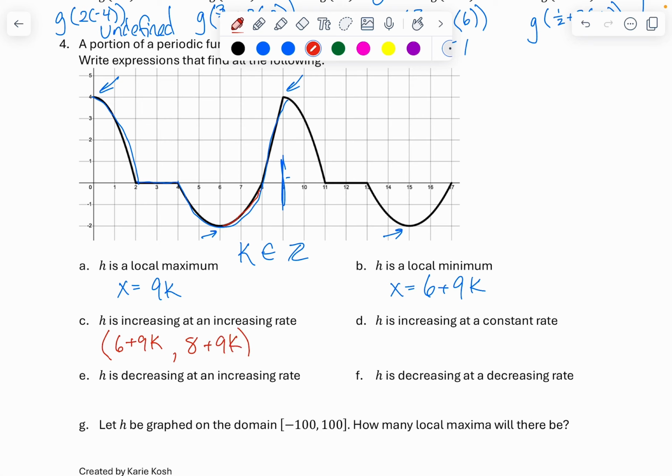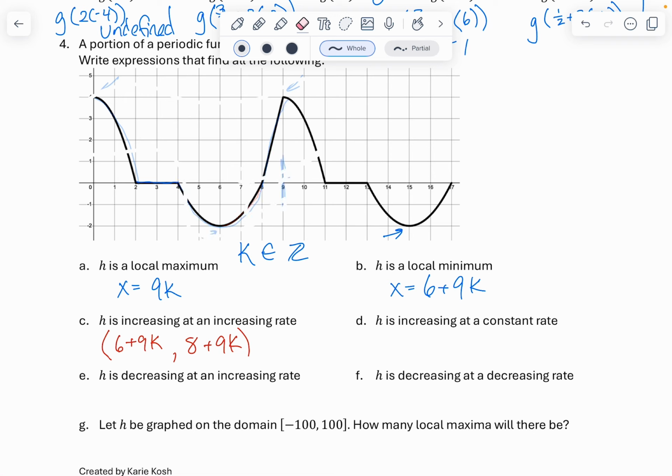I don't think AP PreCal will ask you to write an interval in that notation, but I do think they would ask what's happening to the graph on the interval from 98 to 100. Then you'd have to figure out where that falls. They'll ask those sorts of questions. I'm trying to give you different ways to practice some of the same ideas. Okay, h is increasing at a constant rate. So this is all kind of a mess.